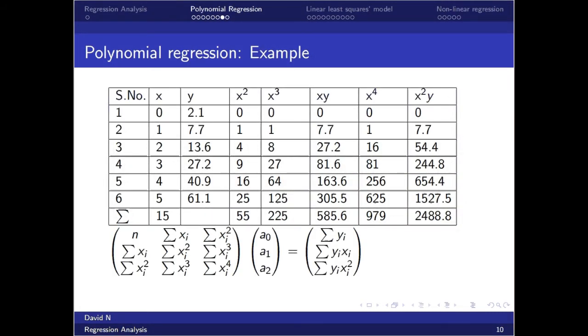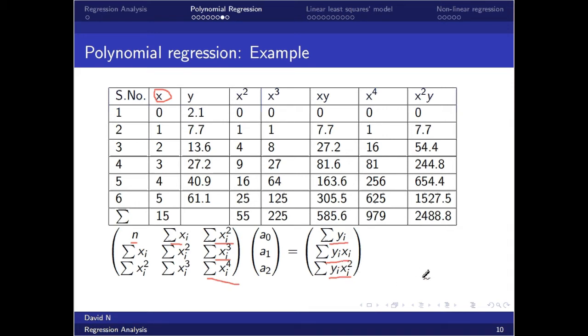Now let us consider an example for the polynomial regression. We have one dependent variable, which is y, and one independent variable, which is x. Now, by the general linear least squares method, by the polynomial regression method, we have these matrices which have to be solved. We have the matrix of elements n, summation of xi, summation of xi square, summation of xi cube, summation of xi to the power 4, and then we have summation of the independent variable, summation of the product of the independent variable and the dependent variable raised to the power 1, summation of the product of the independent variable and the dependent variable raised to the power 2.